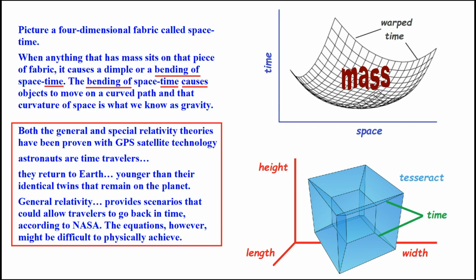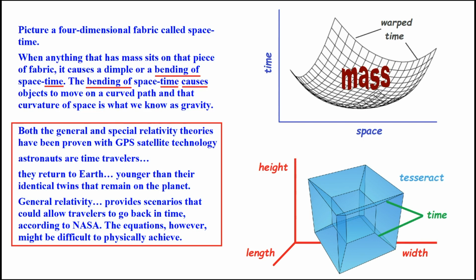to move. So the cause, the mechanism for why objects move, according to these people, is that space-time causes them, triggers them, pushes them, or pulls them, or whatever, to move. That's what they're saying. They move on a curved path, and that curvature of space is what we know as gravity. Okay, so this is what they teach these folks at the monastery, I guess.